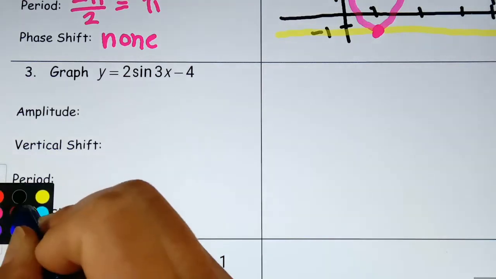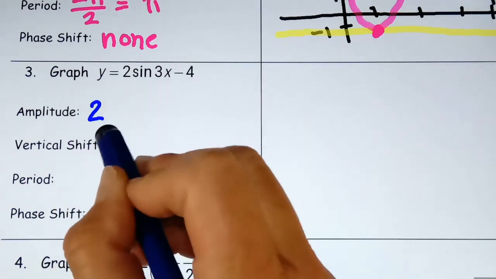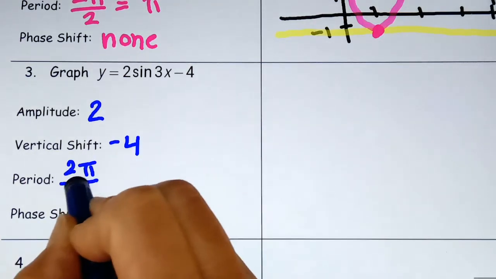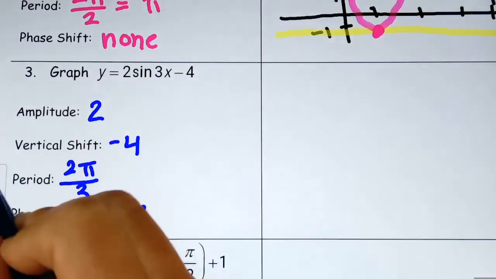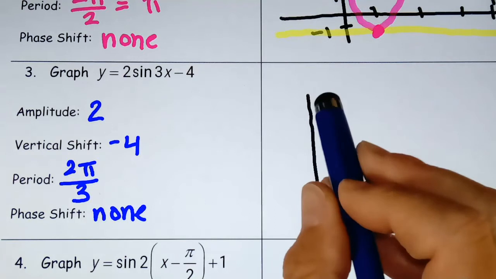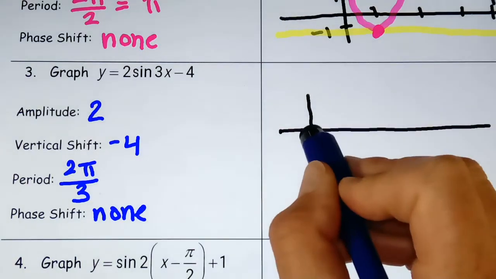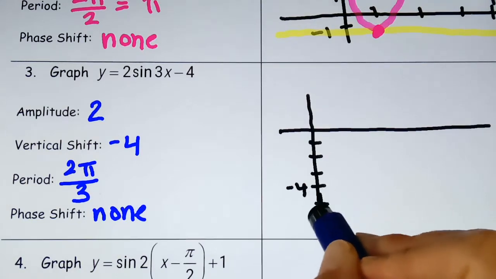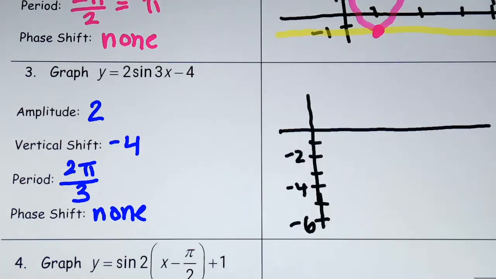So on 3, my amplitude is 2. My vertical shift is -4. My period, because of that 3, is going to be 2 pi divided by 3. And I still have no phase shift, so no phase shift, none. Okay. So I am going to be going down to -4 and going 2 above and 2 below. So let me shift it kind of this way. So I'm going to go down 1, 2, 3, 4, -4. And then I need to go 1, 2 more, so -6. And I'm going to go up 2. So I'm basically from -2 to -6.